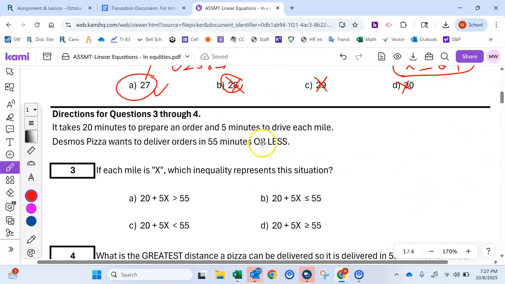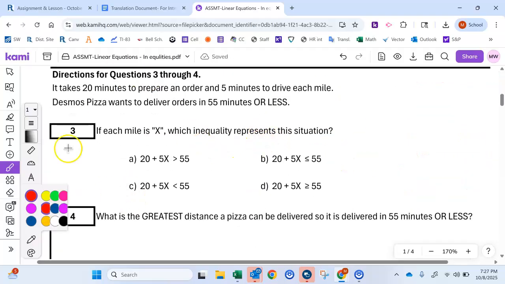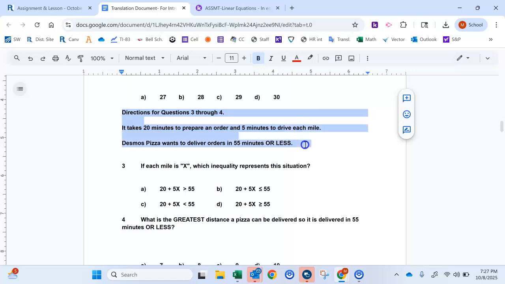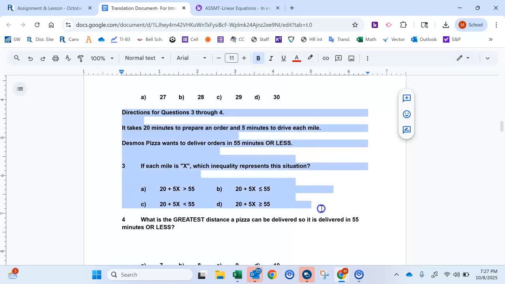Okay, so now we're going to try question number 3. So this one here, make sure you translate, right? We did a question like this in Amplify, okay? But make sure you read this and translate, okay?